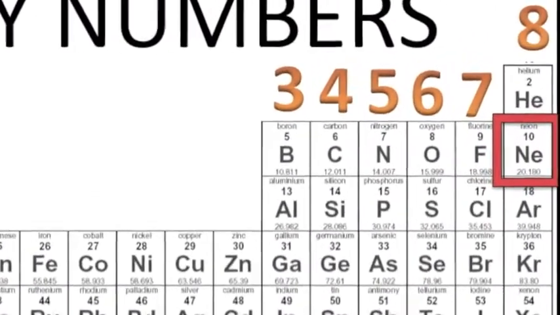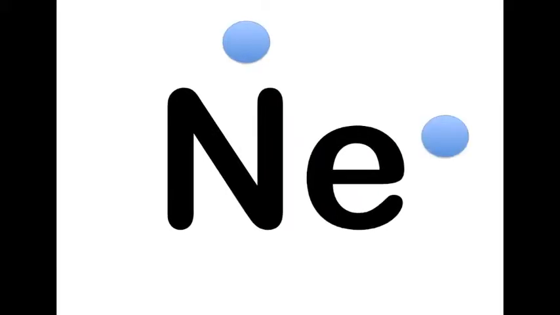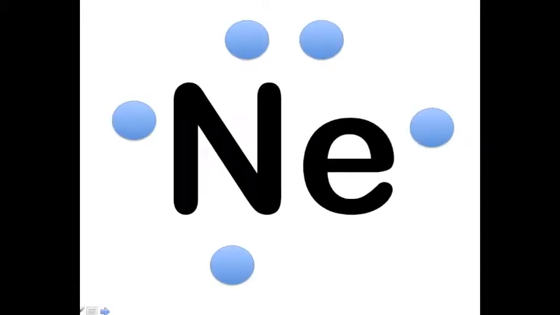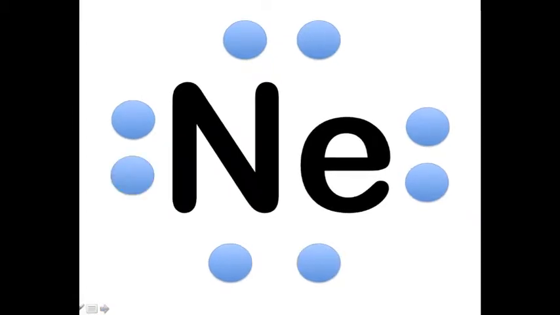If you find neon on the periodic table and look above it, you'll see the orange number 8. That means that neon belongs to family number 8, and that it will have 8 dots or 8 valence electrons around it. In order to fill in a dot diagram for neon, we'll start at the top and we'll add our dots one at a time on each side of neon until we've reached 8. Eight is the maximum number of dots for a dot diagram, so neon, we say, is full.